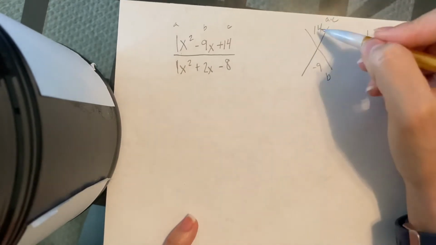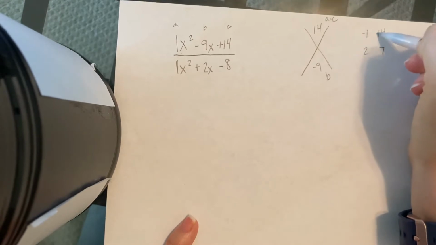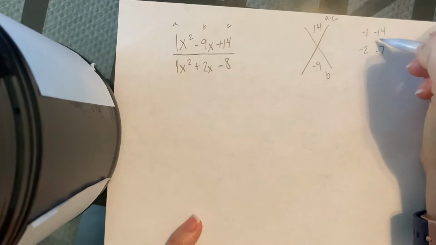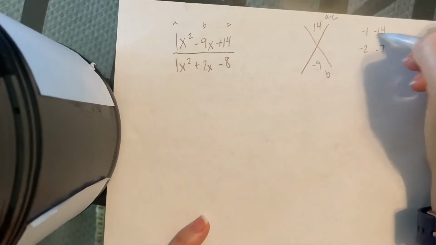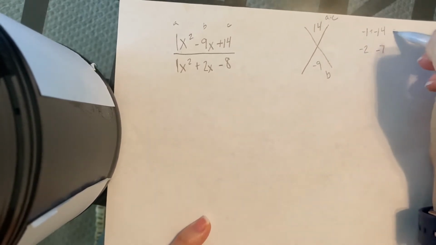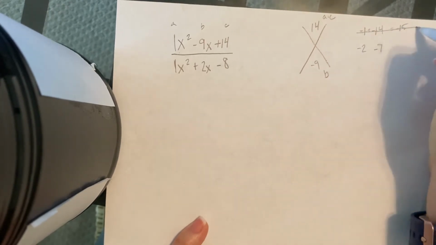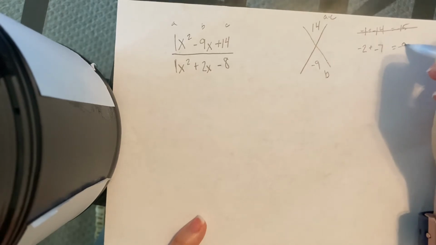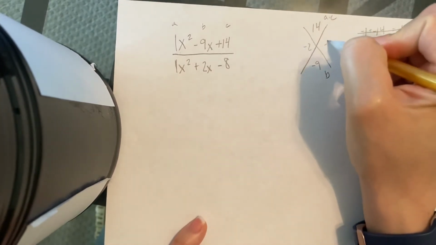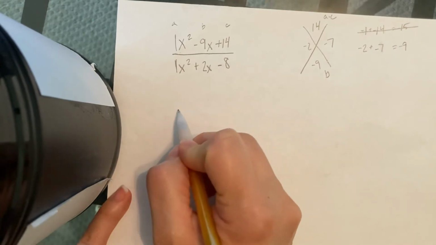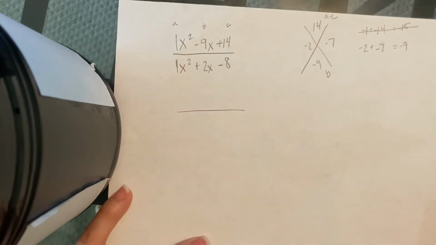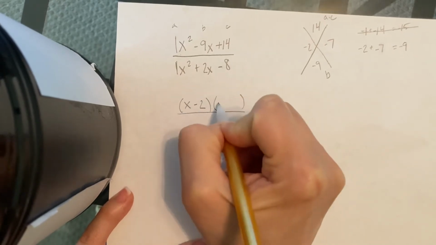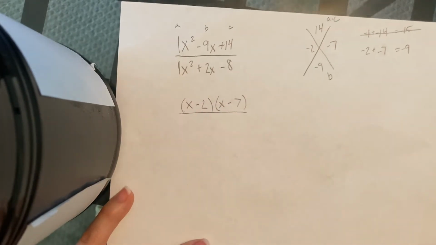In order for these to multiply to a positive and add to a negative, both are going to be negative. So now I need to check which pair will add to -9. -1 plus -14 would give you -15, so that doesn't work. -2 plus -7 adds to -9, so that is the pair that we want. So I'm going to go back over here. Now the top can be rewritten in factored form, x minus 2, x minus 7.